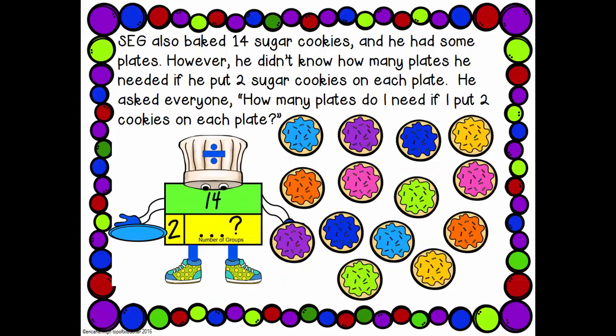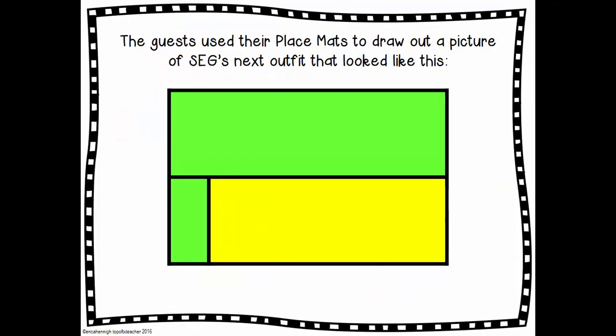Sag also baked 14 sugar cookies, and he had some plates. However, he didn't know how many plates he needed if he put 2 sugar cookies on each plate. He asked everyone, "How many plates do I need if I put 2 cookies on each plate?" The guests used their placemats to draw out a picture of Sag's next outfit that looked like this.